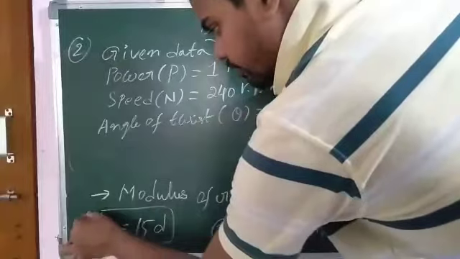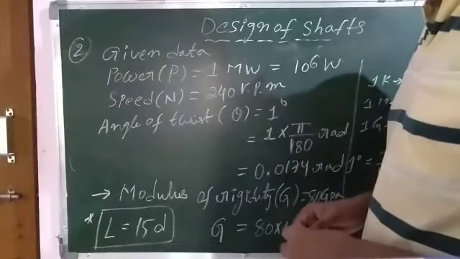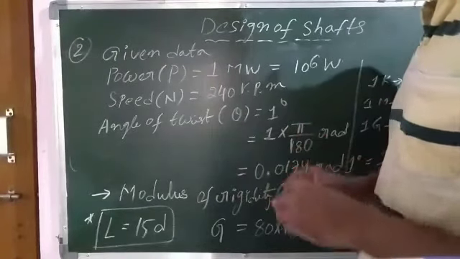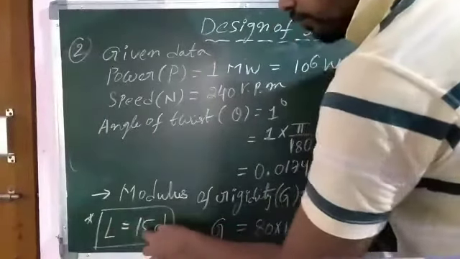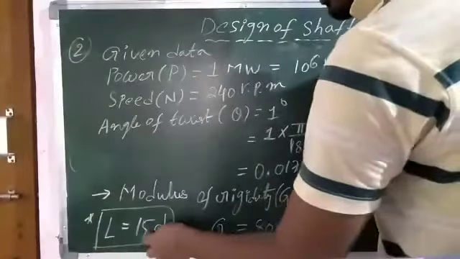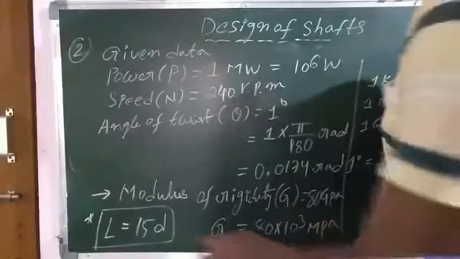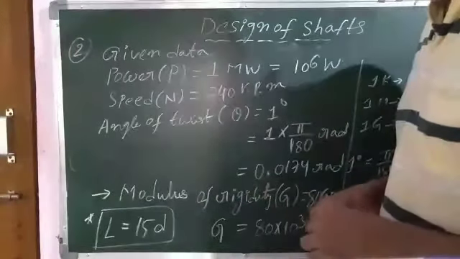This is tricky. Tricky problems. Here you can see in the second line, the shaft must not twist more than 1 degree on a length of 15 diameters. It means the length of the shaft is equal to 15 times the diameter. So there is a relation between length and diameter: L is equal to 15 into D. Like this we have to identify the given data.